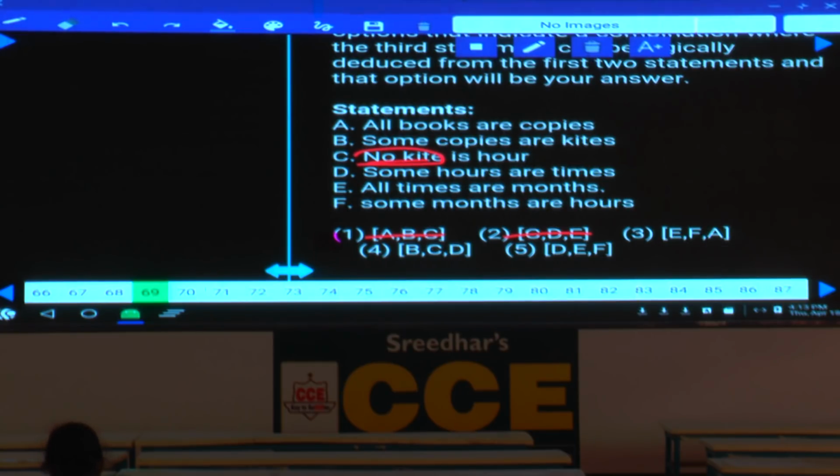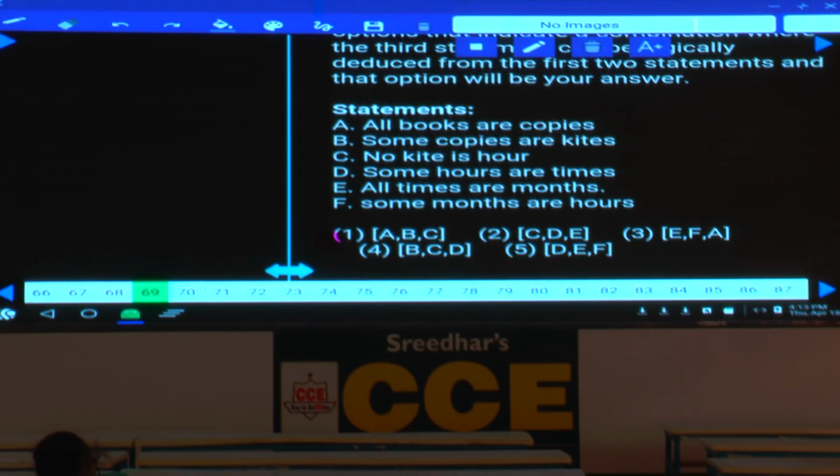Now in this E, F and A, all these three are affirmative, there is a possibility, but here some is the statement, and the conclusion must also be some, isn't it? Hence, what is your answer here? It cannot be choice 3 as well, because all cannot be derived from some. Then choice 4. What is choice 4 here?